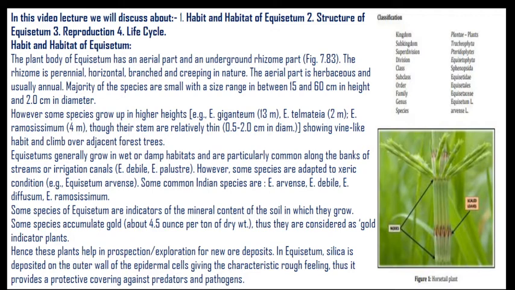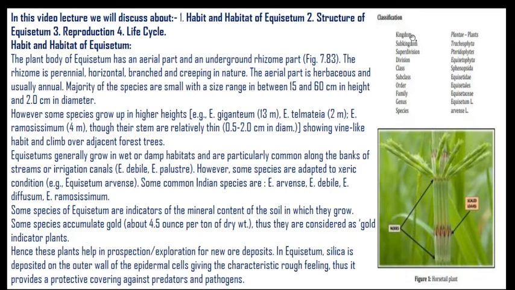So first of all, habit and habitat of Equisetum. The plant body of Equisetum has an aerial part and an underground part, that is called a rhizome. The rhizome is perennial, horizontal, branched and creeping in nature, while the aerial part is herbaceous, usually annual. The majority of the species are small, with a size range between 15 to 60 cm in height and 2 cm in diameter.